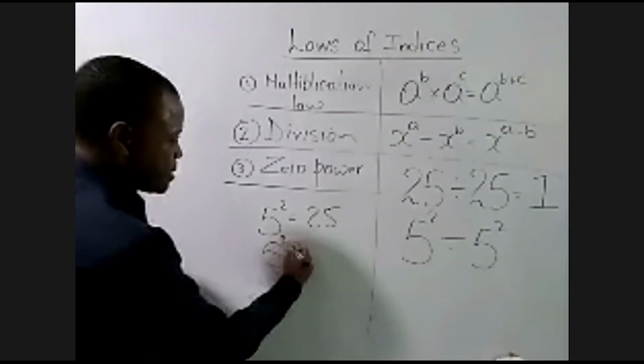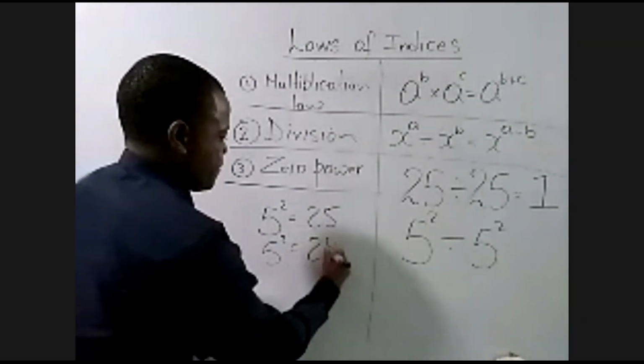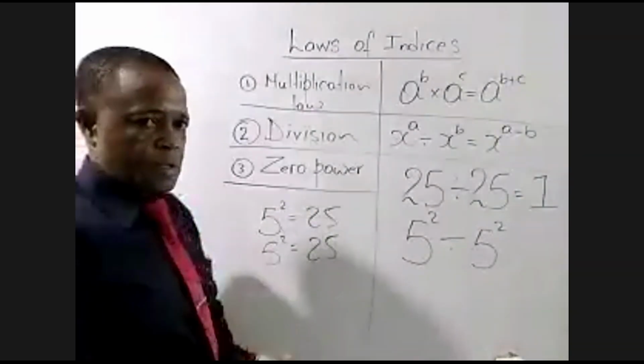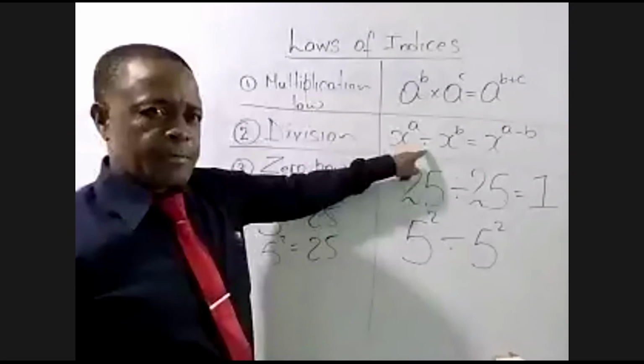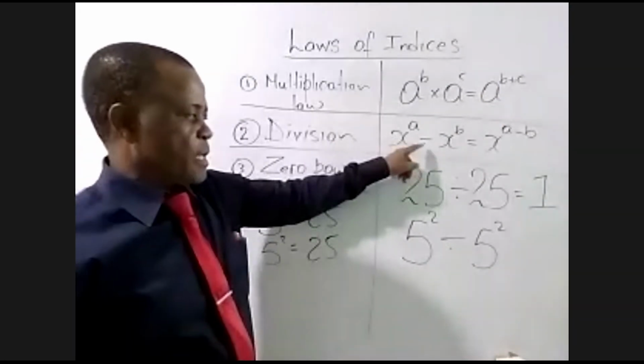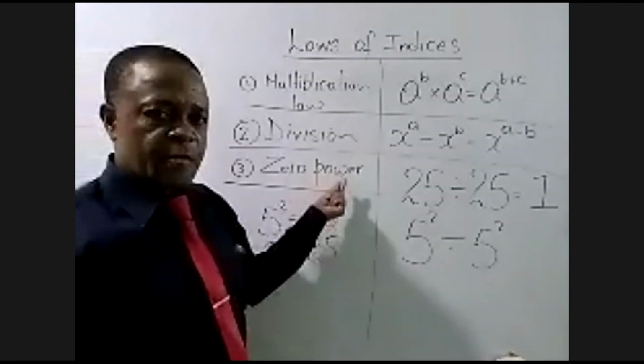5 squared here is also equal to 25. So let's see what happens now. Let's jump back to the division now. We're going to use the division law now to help us to prove the 0 power.